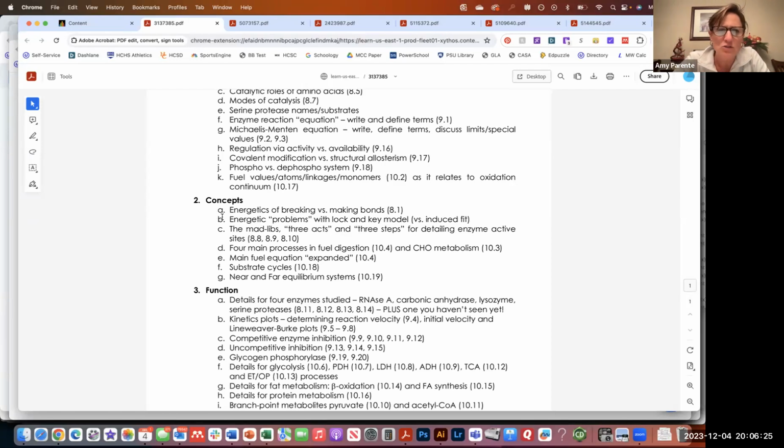We talked about the energetic problems with a lock and key model. That's a very nice conceptual model to think about why we have enzyme specificity, but it really fails from a thermodynamic standpoint, and the induced fit model is more relevant there because of entropy, right? Pre-organization is entropically unfavorable. This is a big one here, but the concept of being able to think about how we detail enzyme active sites.